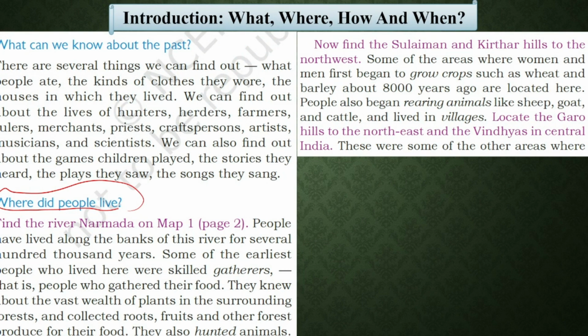for 1000 years, and some of the earliest people who lived here were skilled gatherers, who gathered food resources from the forest. They collected roots, fruits and other products also. Apart from that, these people started growing crops for the first time on Indian land, and the first example of growing crops we find especially from Mehrgarh. At the Mehrgarh site, for the first time we find crops like wheat and barley. Okay, this is what we know about the first people.